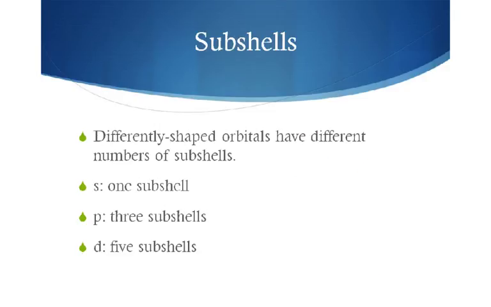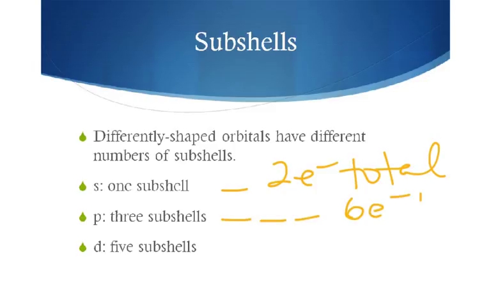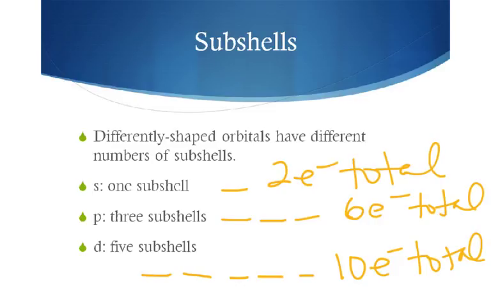Differently shaped orbitals have different numbers of subshells, so different amounts of lines that we could draw to place electrons in. The s orbital only has 1 subshell that can hold 2 electrons. The p orbital can hold 6 electrons total, or at most, because it has 3 subshells and 2 can go in each. The d orbital has 5 subshells, which can hold 2 electrons each for a total of 10 electrons total. And if these were full, the orbital diagrams would look something of the sort.